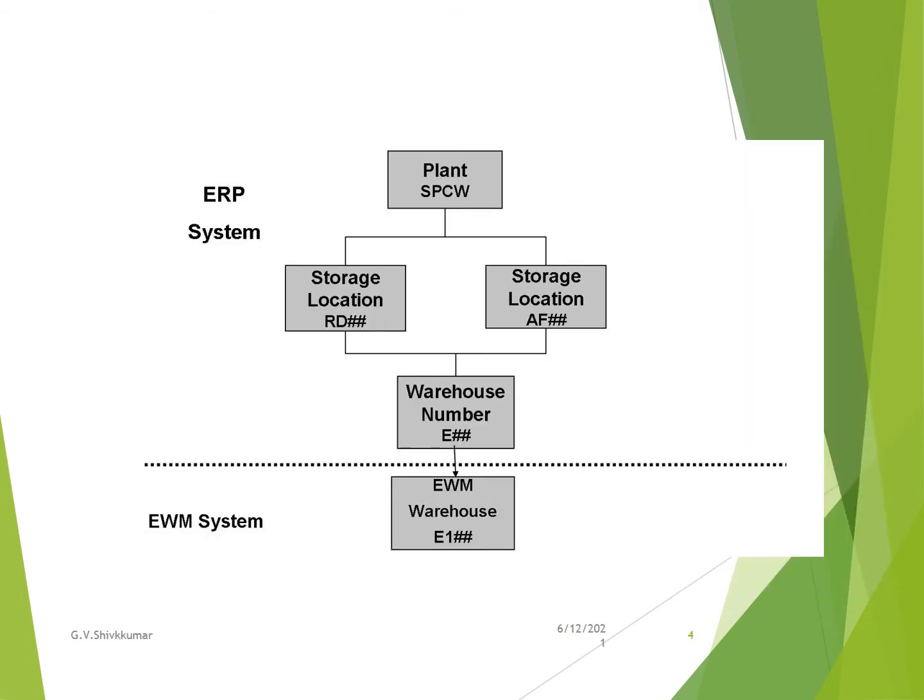As already told, I am showing the ERP and EWM system architecture or organization structure. Plant is at the topmost level. Then the storage locations are assigned to the plant, and then we have the warehouse number assigned to the plant and storage location combination. We can check the assignment of plant and storage location to warehouse in the OX18 transaction in ECC. In the EWM system, we are assigning the ECC warehouse to the EWM warehouse. The ECC warehouse is a 3-character code, and the EWM warehouse is a 4-character code.